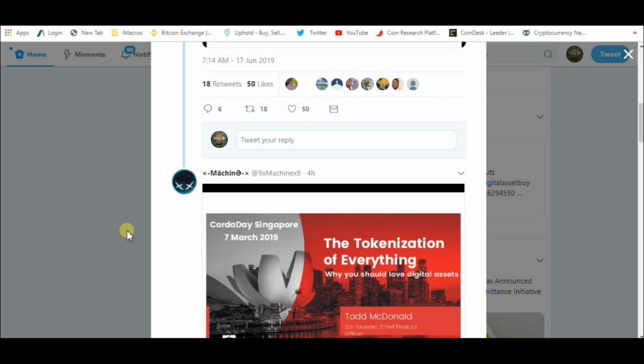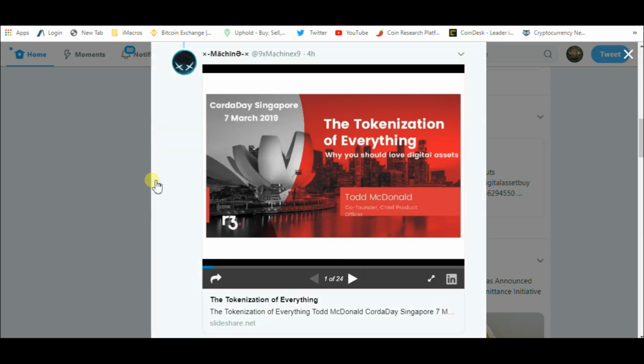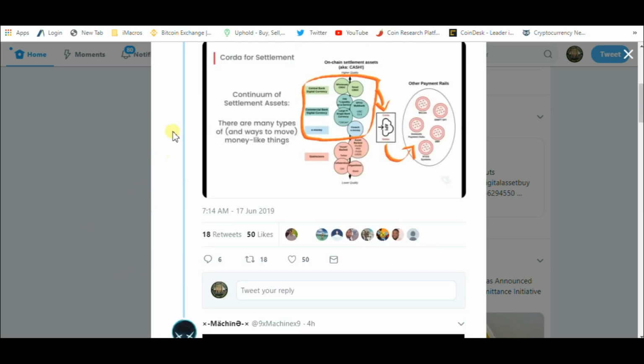Now, look down here. This is from a slide presentation by Todd McDonald, co-founder and chief product officer at R3. The tokenization of everything, why you should love digital assets. And this was done on March 7th in Singapore. So, great find right here.